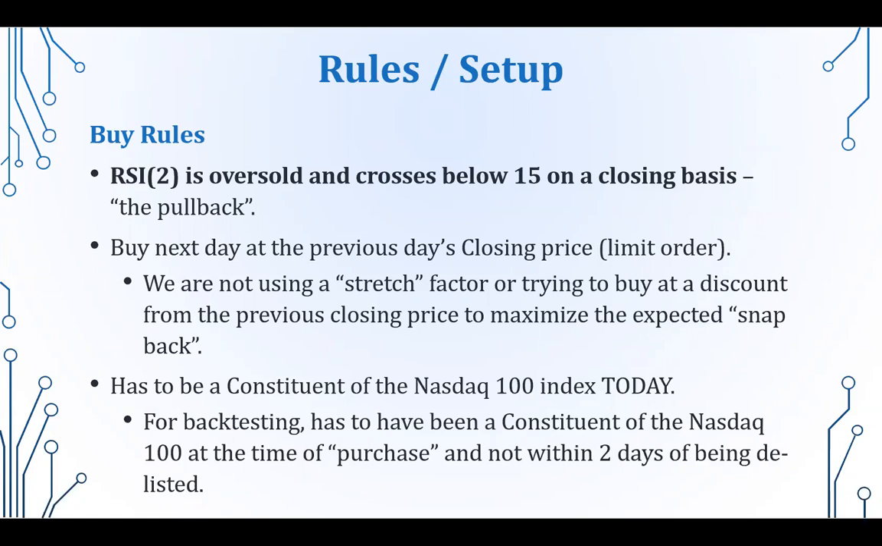Now, in terms of the buy rules, the RSI-2 is oversold and crosses below 15 on a closing basis. That's our pullback. We buy the next day at the previous day's closing price using a limit order. So we're not using a stretch factor or trying to buy at a discount from the previous closing price to maximize the expected ensuing snapback. We buy at the previous day's closing price. We place a limit order for that.